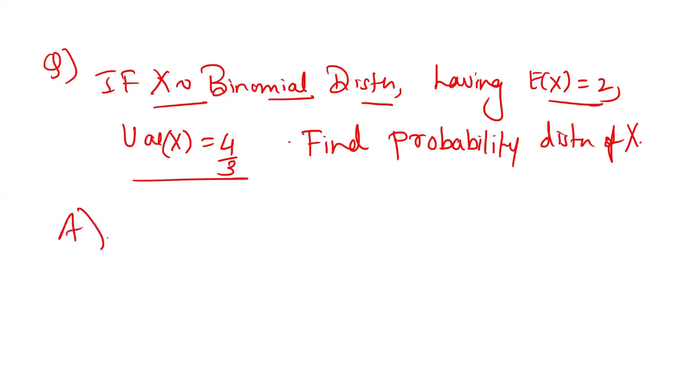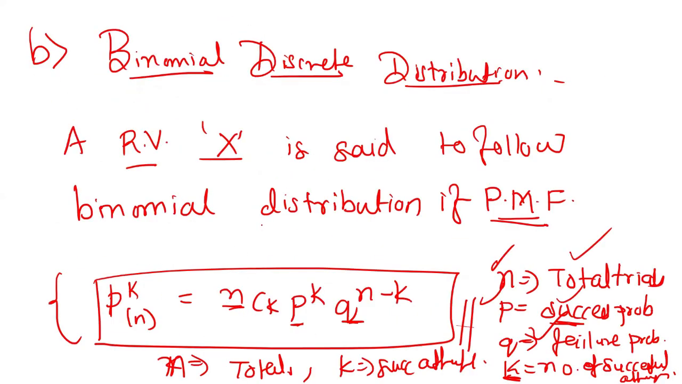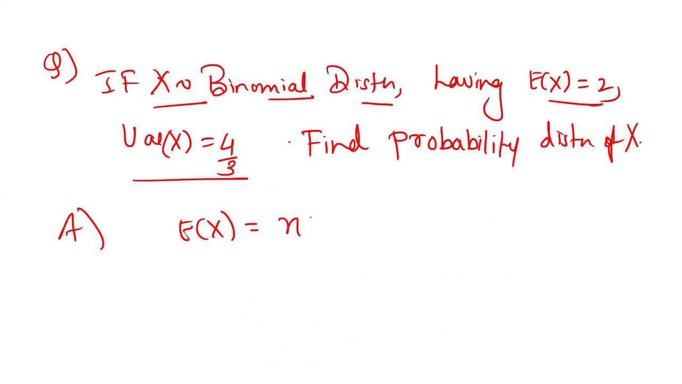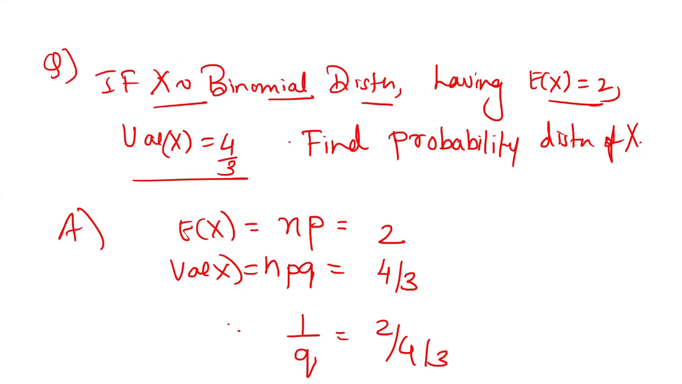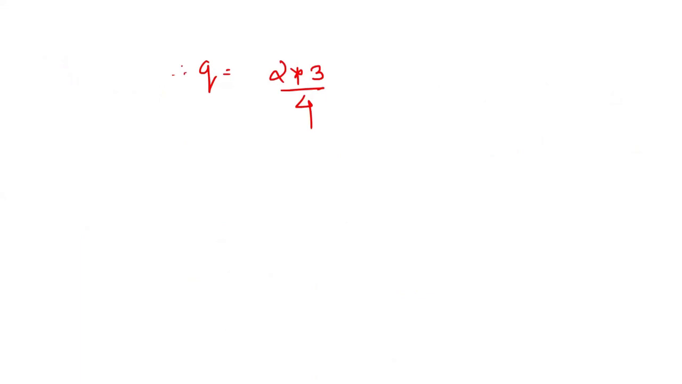So in this, what we will do first is, as I mentioned, expectation of X for binomial distribution was NP, and variance is NPQ. So NP is equal to 2, and variance of X equal to NPQ is equal to 4 by 3. Therefore, if I divide this, it becomes 1 by Q is equal to 2 upon 4 by 3. So Q is equal to 2 into 3 by 4, so your Q is equal to 6 by 4, which is 2 by 3. And P is equal to 1 minus Q, which is 1 by 3.